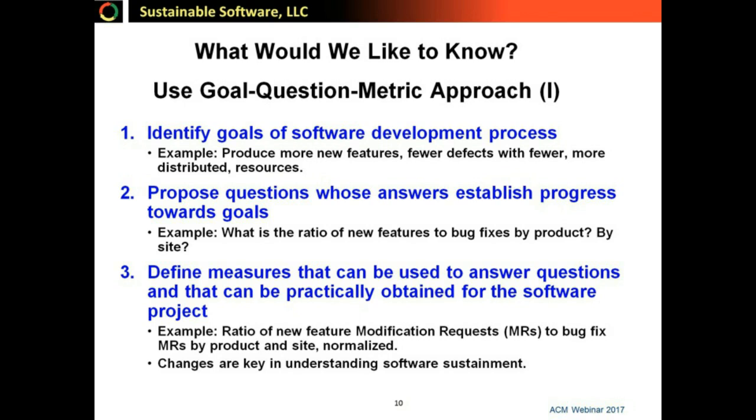Next step is you propose questions whose answers establish progress towards the goals. For example, one of your questions might be, well, what exactly is my ratio of new features to bug fixes by product? Or maybe by site, if I'm interested in seeing how effective my sites are. Then I try to define measures that can be used to answer those questions. In that case, measures, I think, are fairly clear. You want to look at the ratio of new feature modification requests, where a modification request is a request to make a change that has been implemented, to bug fix modification requests. And again, I want to do it by product and by site, and I may have to normalize that.